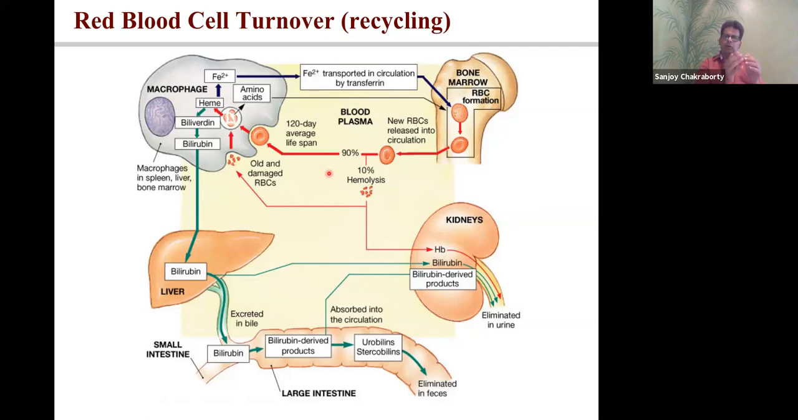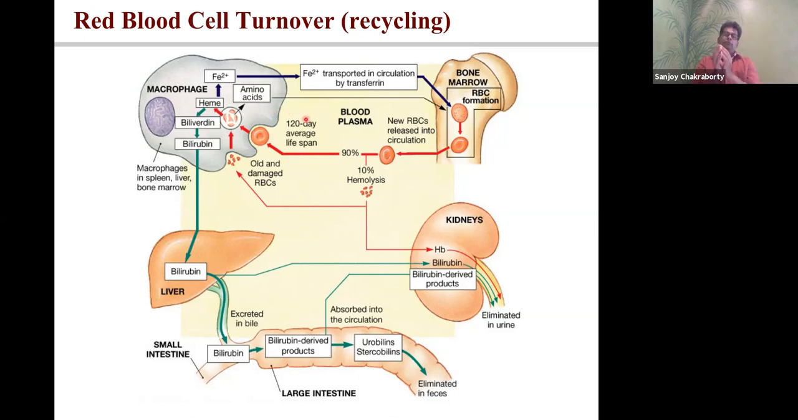The globin part, or the polypeptide chain, they break into amino acids, and obviously the body can easily recycle amino acids to make protein again. Whether they make hemoglobin or any other protein, they recycle amino acids. So this can be used for protein formation, even in the case of RBC.